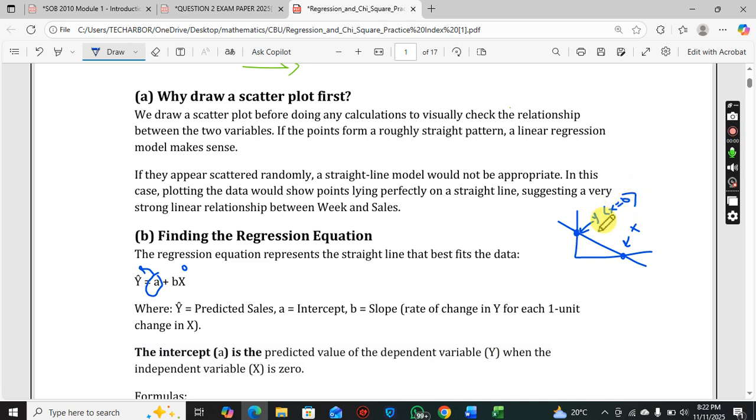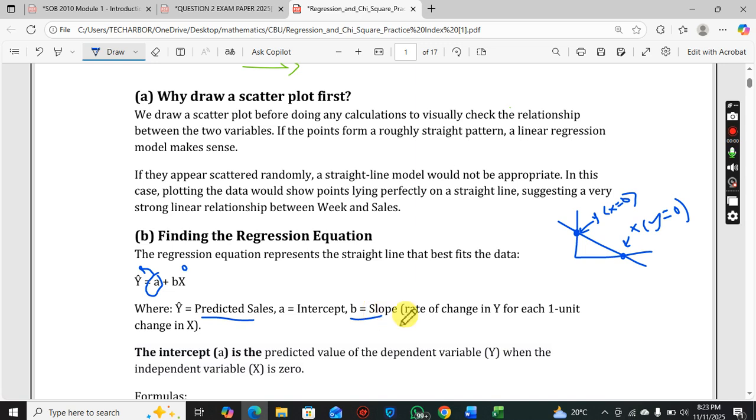Okay, the y-intercept is when x is 0, and the x-intercept is when y is 0. So if we take this information back to our question, this intercept is when the weeks are 0, since x is our number of weeks. Y is the predicted cells, because as I said, with this equation you can predict the cells.